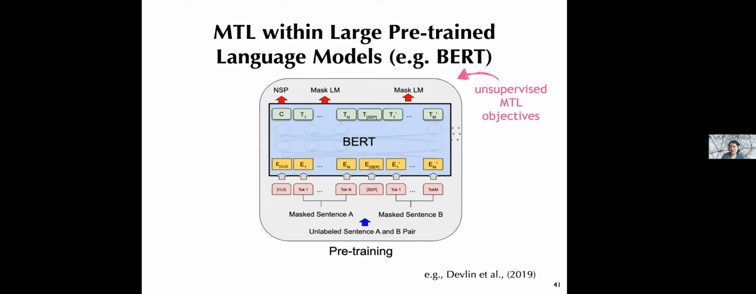To go even one step back, if you think about BERT, this is a language model that tries to predict masked tokens, but it actually is already a multitask learning model as well, because it's also trained on predicting the next sentence. So BERT in itself is a huge multitask learning model. Our field now completely relies on this technology.